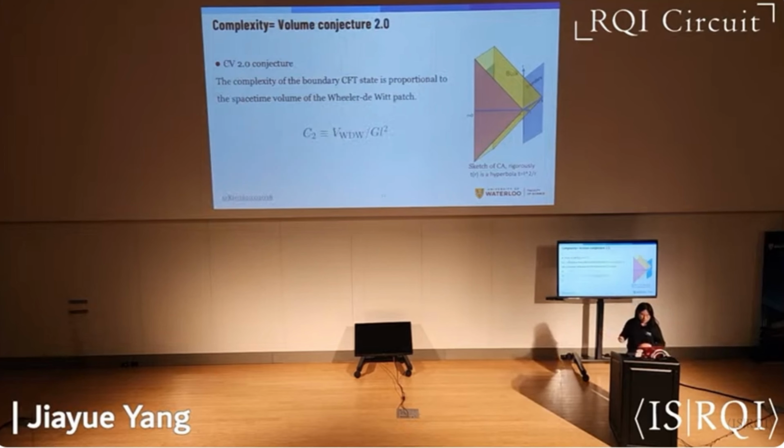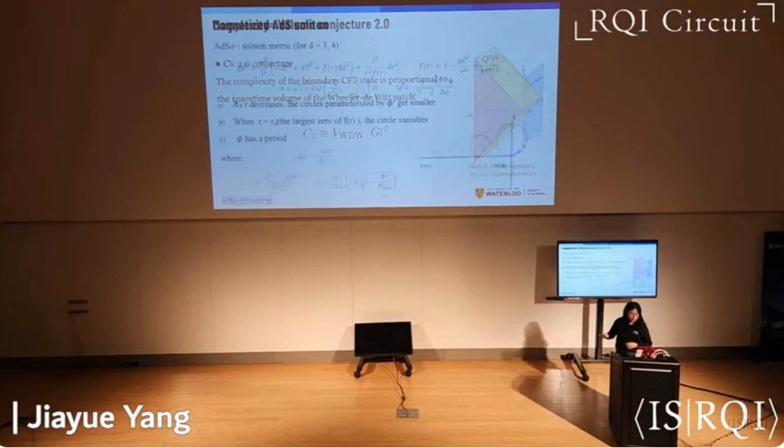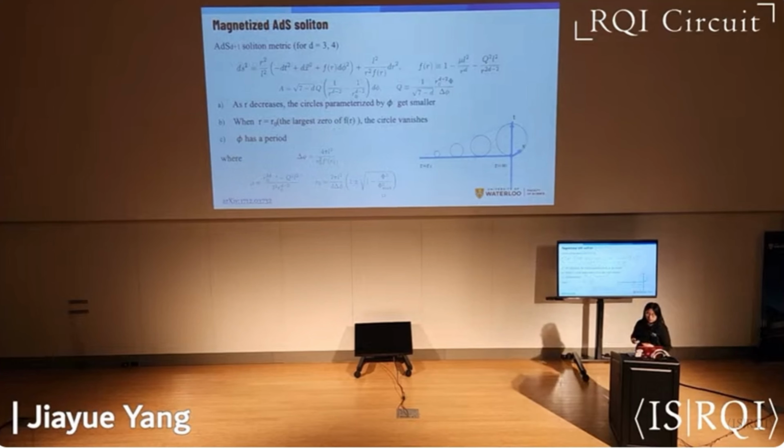There is another proposal called complexity equals volume version 1. It is just that we consider the space-time volume of the Wheeler-DeWitt patch. Now let's move on to the magnetized AdS soliton. In our paper, we investigate the holographic complexity of the CFTs compactified on a circle, and the periodicity of this circle is called delta phi.